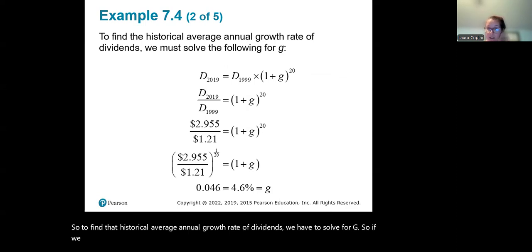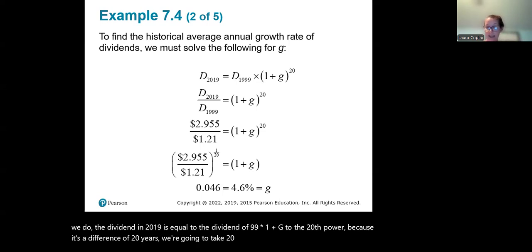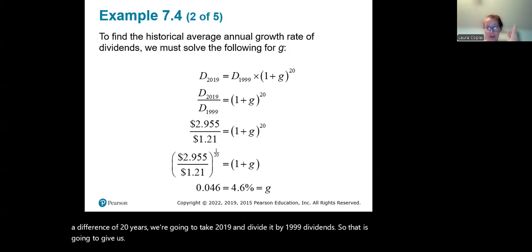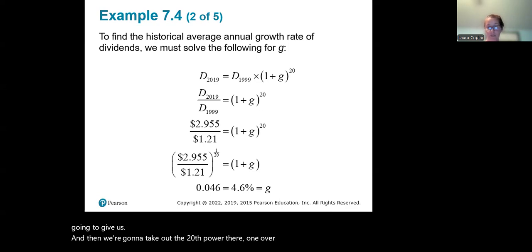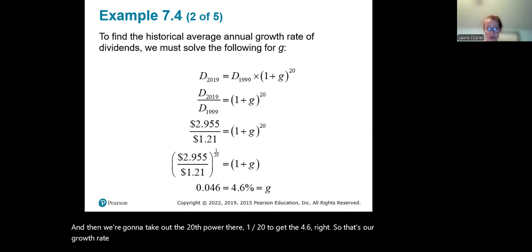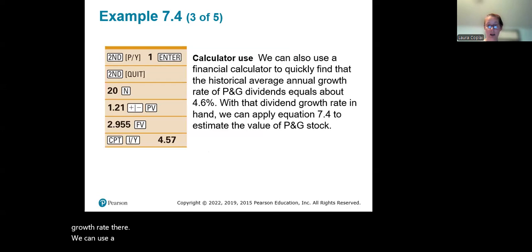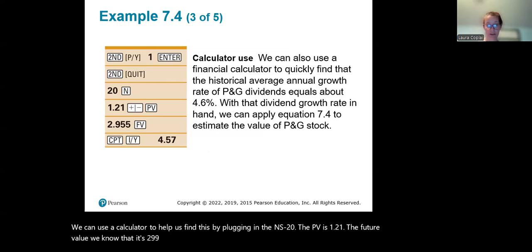So the dividend in 2019 is equal to the dividend of 1999 times (1 plus g) to the 20th power, because it's a difference of 20 years. We're going to take the 2019 dividend and divide it by the 1999 dividend. That is going to give us, and then we're going to take it to the power of 1 over 20, to get the 4.6% rate. So that's our growth rate there. We can use a calculator to help us find this by plugging in N is 20, the PV is 1.21, and the future value, we know, is 2.95. So we want to know what the interest rate is. So we have 4.57, which is about 4.6% from our calculation.